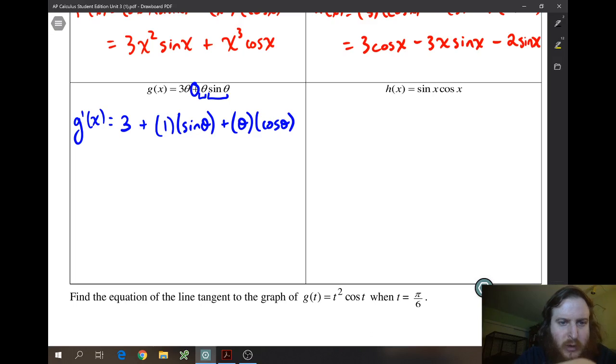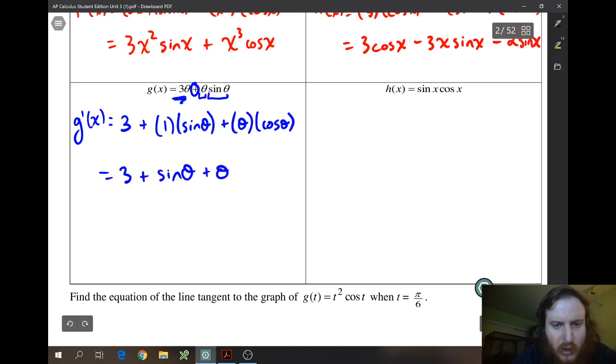So if you notice the plus always acts, I think of it as a separator, right? The plus is a separator. Do the derivative of 3 theta on its own, and then do the derivative of the right side on its own. So this gives us 3 plus sine theta plus theta cosine theta.